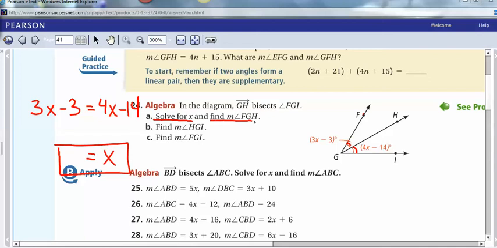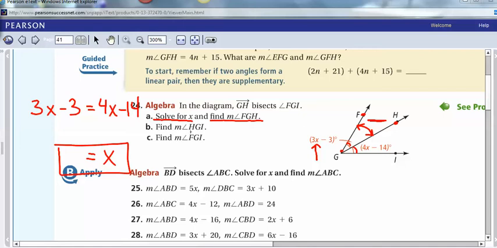Find the measure of FGH. FGH is right here. You're going to be finding this angle measure. That means you take the value of x from solving this equation and you plug it in for the x right here. That'll give you this angle, won't it? Once you have that angle, what's the measure of this angle? It's going to be the same because they're congruent. So you're going to get FGH by solving for x and then substituting.